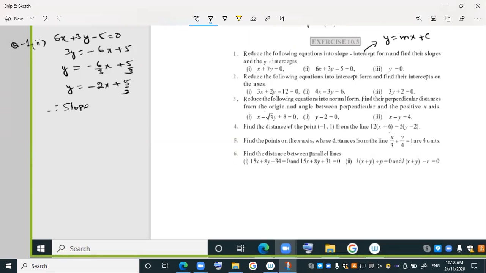So find their slope. Therefore, the slope of this line is m. Compare this with the line y is equal to mx plus c, and m is minus 2. Therefore, the slope is minus 2. And c is the y-intercept. Therefore, here the y-intercept is equal to 5 by 3. And similarly, y is equal to 0 means the slope is 0, c is also 0. Okay.